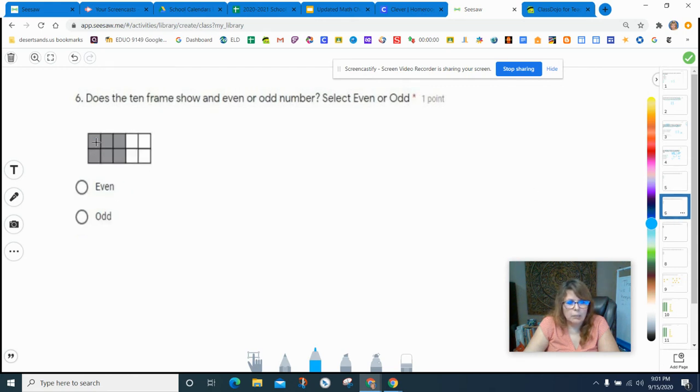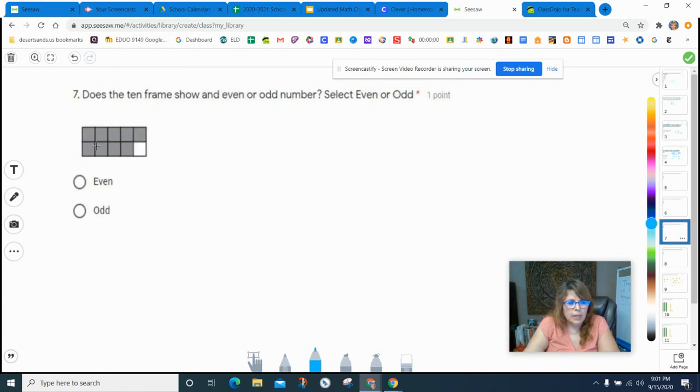Pair, pair, pair. They all have a pair, so that's an even number. When there's no leftovers, it's called even. So now this is pair, pair, pair, pair, and there's one left over, so that's an odd because when there's a leftover, it's called an odd number. So that number is an odd, number 9.